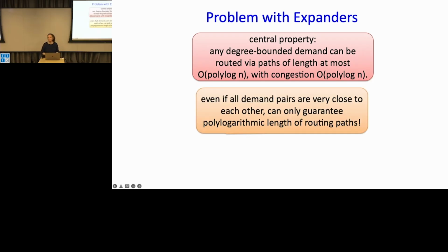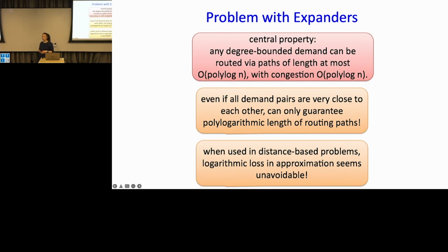But what happens if I need a routing on much shorter paths? Well, of course I need to choose demand pairs so that they're close to each other. But even if I choose demand pairs that are very close to each other, and I just want some non-trivial congestion, expanders can't give me anything shorter than polylogarithmic path length. So if you're using expanders, you're pretty much doomed to use paths of polylogarithmic lengths.